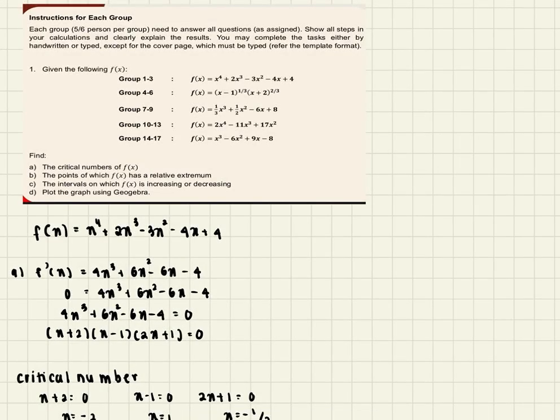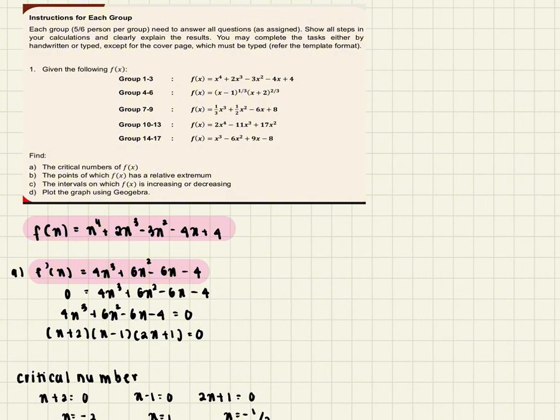I will explain how to find the critical points and relative maximum and minimum of a function using the first derivative test. So the function given is like this. First, we need to find the first derivative. So I differentiate the function to find the first derivative. The first derivative will represent the gradient of the function.